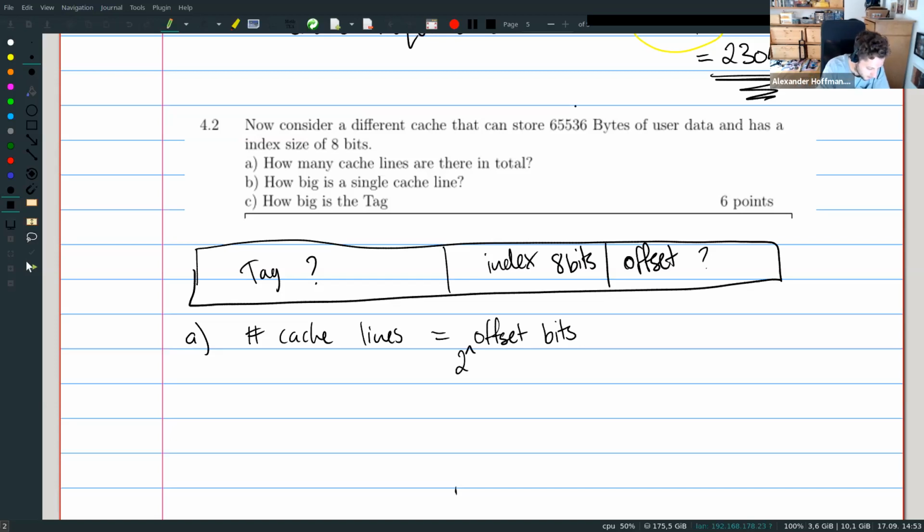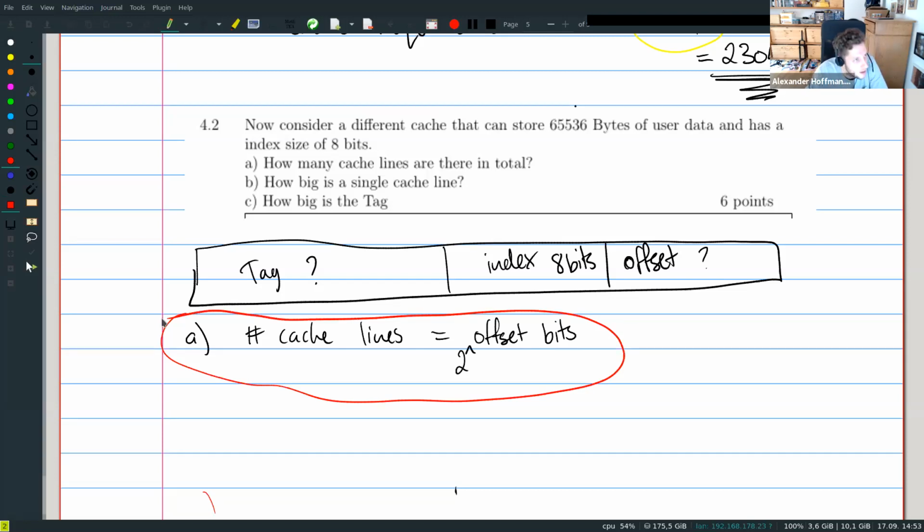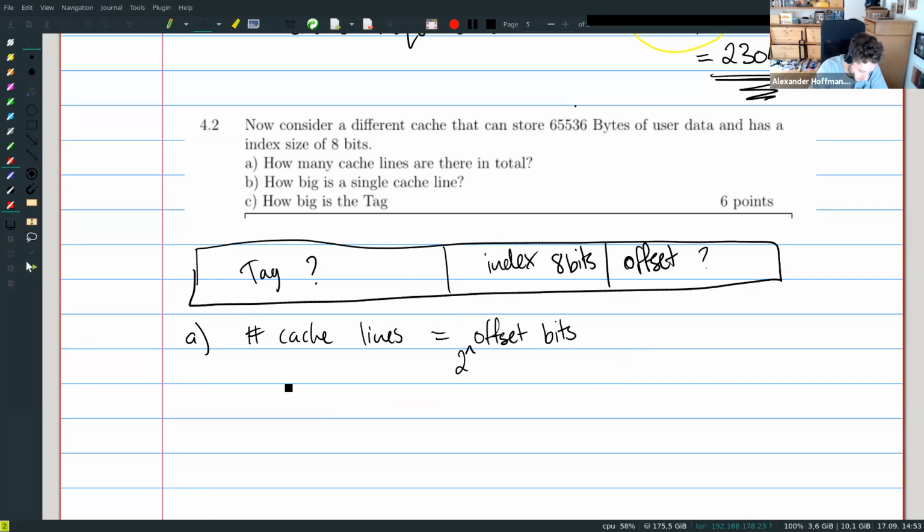What can we figure out from this? Of these, we have 2 unknowns: the number of cache lines and the offset bits. The offset bits is essentially what we're trying to figure out. How can we figure out the number of cache lines? Oh no, this is completely wrong, sorry. 2 to the index bits. My bad.